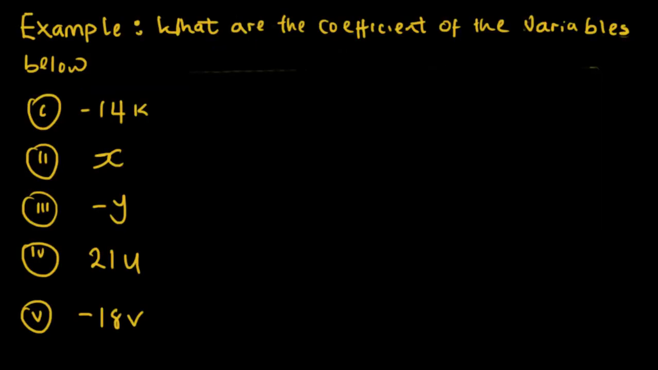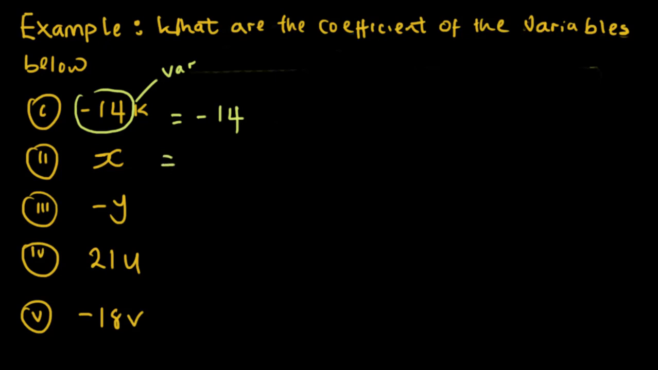Alright, we've got this question. What are the coefficients of the variables below? I, minus 14k. Now remember, k is the variable, the number multiplying the variable is the coefficient, so the coefficient is minus 14. Do you understand? So let's move to II.